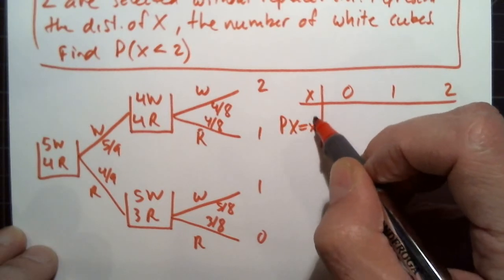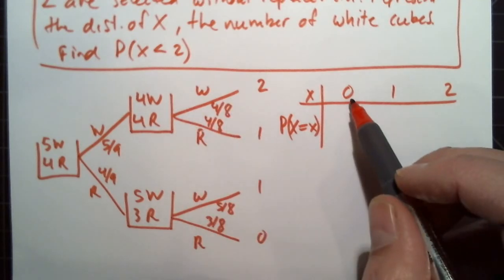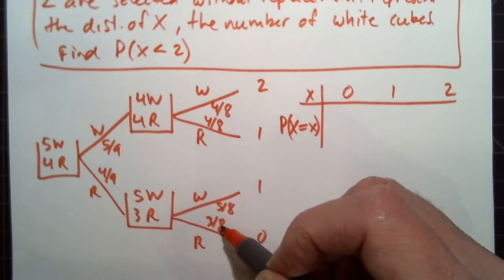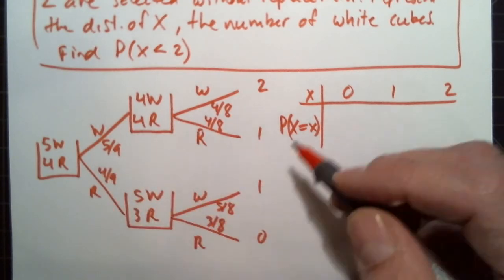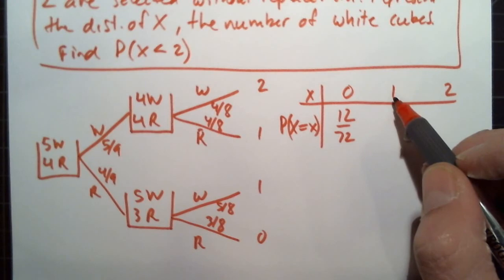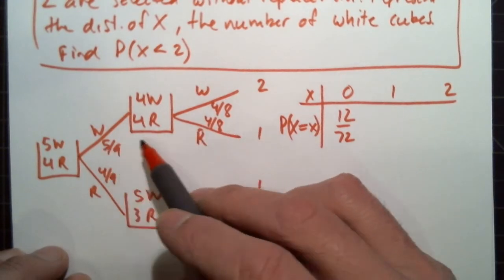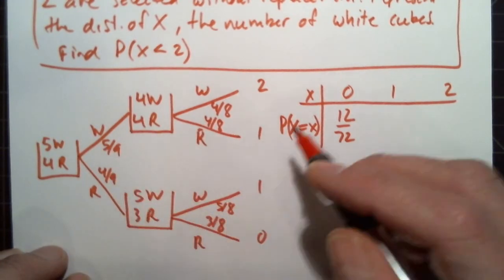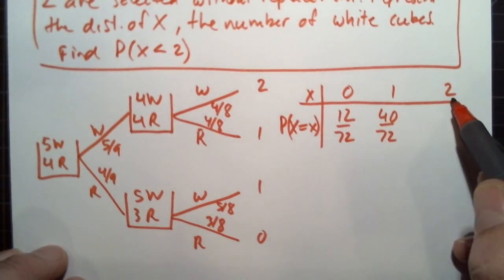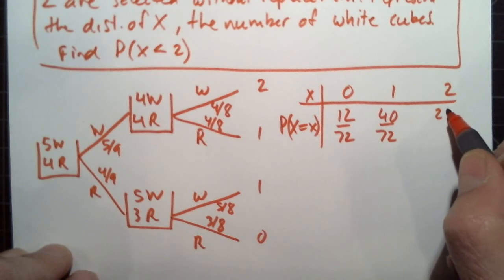The probability of each is going to be the product of these probabilities. So 0 white cubes is down here. That's 4 over 9 times 3 over 8. So it's going to be 12 over 72. 1 white cube is going to be either this path or that path. And here we have 20 over 72 and 20 over 72. So that's going to be 40 over 72. And then with 2 white cubes, it's going to be 20 over 72.